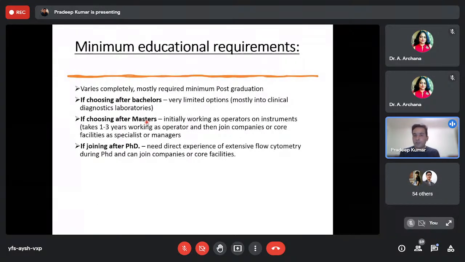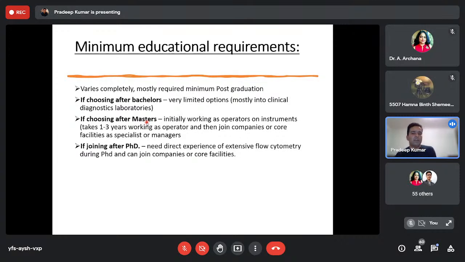Then what are the requirements of these positions basically? So it varies completely, but most of the companies will require at least post-graduation. If you are choosing after bachelor's, there are options, but there are very limited options. You probably would be spending same time, like bachelor's plus 7 to 10 years of experience, or master's plus 4 to 6 years of experience, or a PhD with 0 to 3 years or 2 to 4 years of experience.